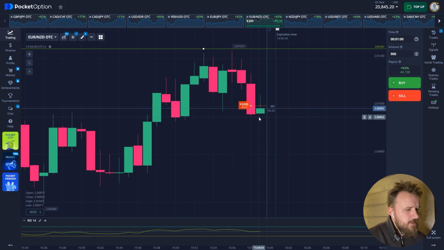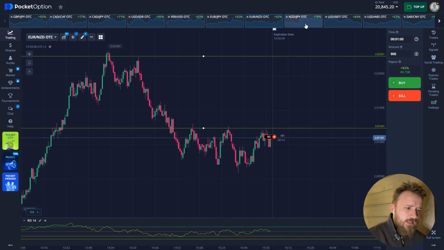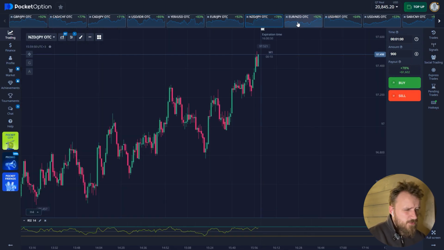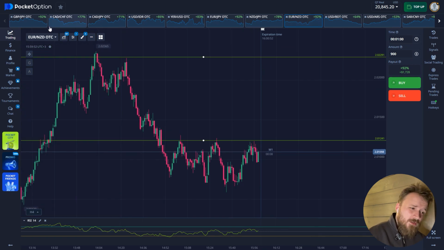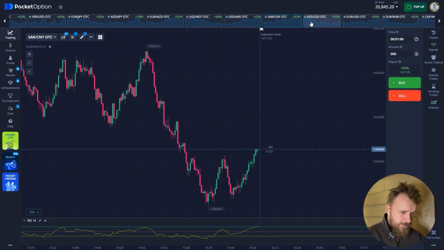This trade is very volatile, and unfortunately we close it at a loss. Let's recover on another asset. New Zealand dollar to Japanese yen has low payouts, so let's skip it. British pound to Japanese yen also doesn't have a good setup.